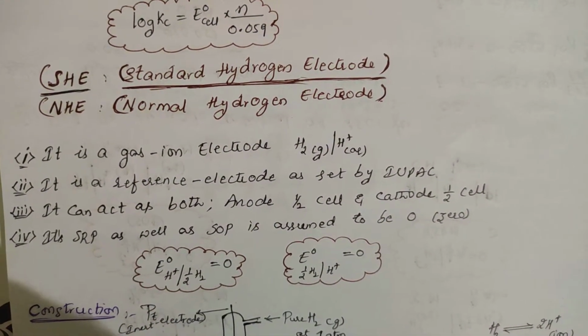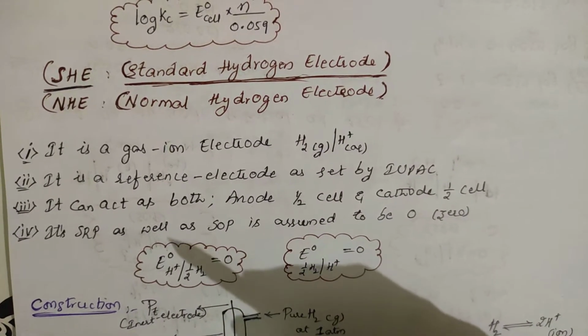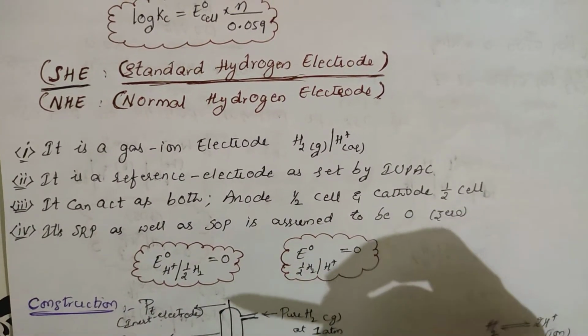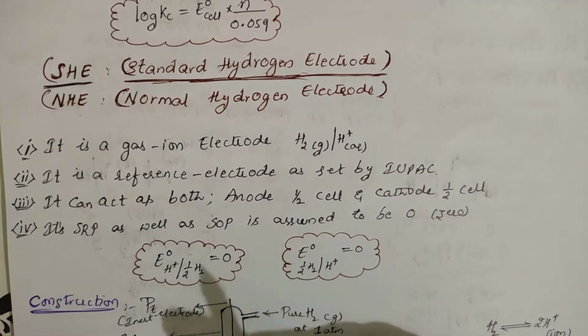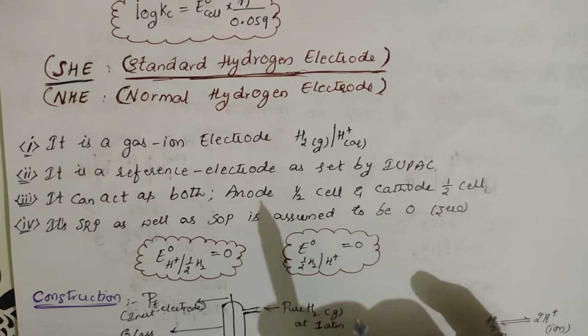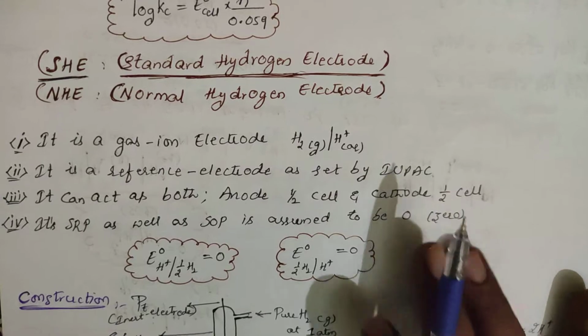Okay, if it is compared with the hydrogen electrode, in some cases some electrodes may be acting as the cathode, and some electrodes will be acting as the anode. So this hydrogen electrode is taken as reference. Again, I am repeating the points.